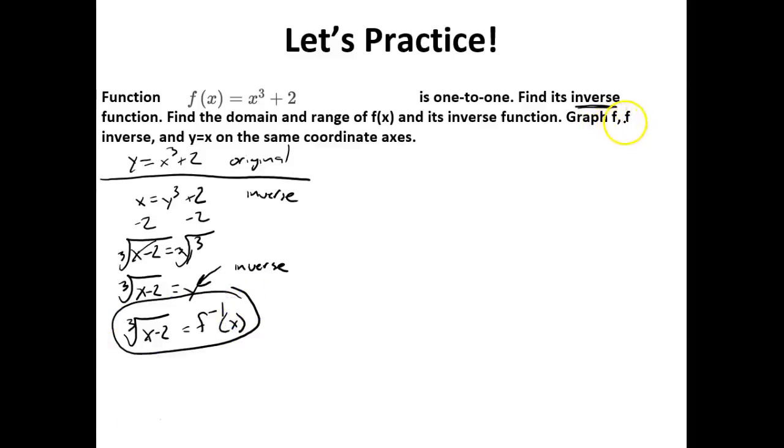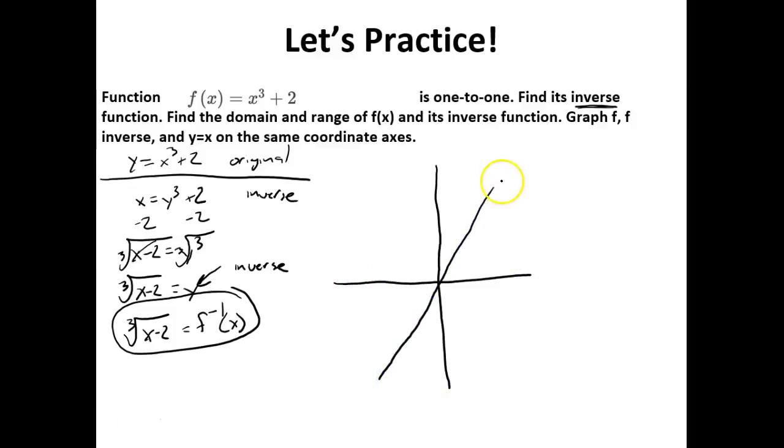Graph f inverse and y equals x on the same coordinate axis. So if I were to do that, we have the line y equals x. This function here, the original, is x cubed plus 2. It's the x to the third function shifted up 2. So it would look something like this.